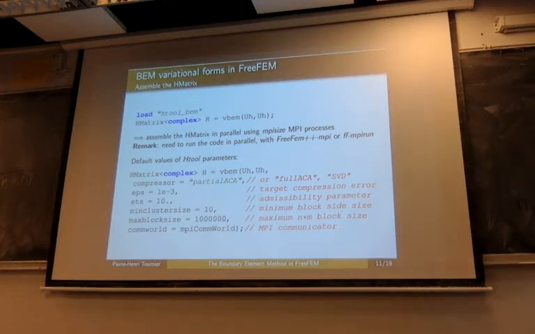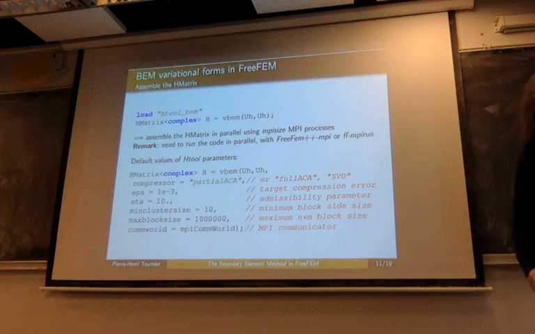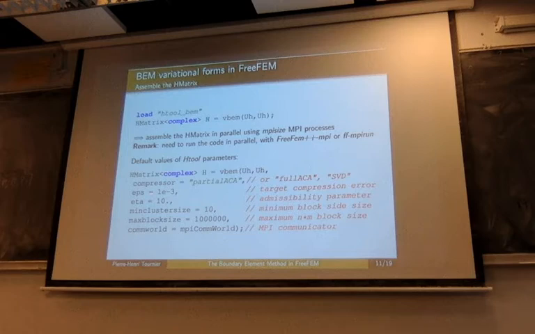Okay, and these are some parameters for H2. By default, you compress the low-rank blocks with partial adaptive cross approximation, but you can do other stuff, and SVD if you want to actually compute the exact SVD and test the compression method. This is the target compression error in Frobenius norm for the low-rank approximation of the blocks. 10 to the minus 3 by default.